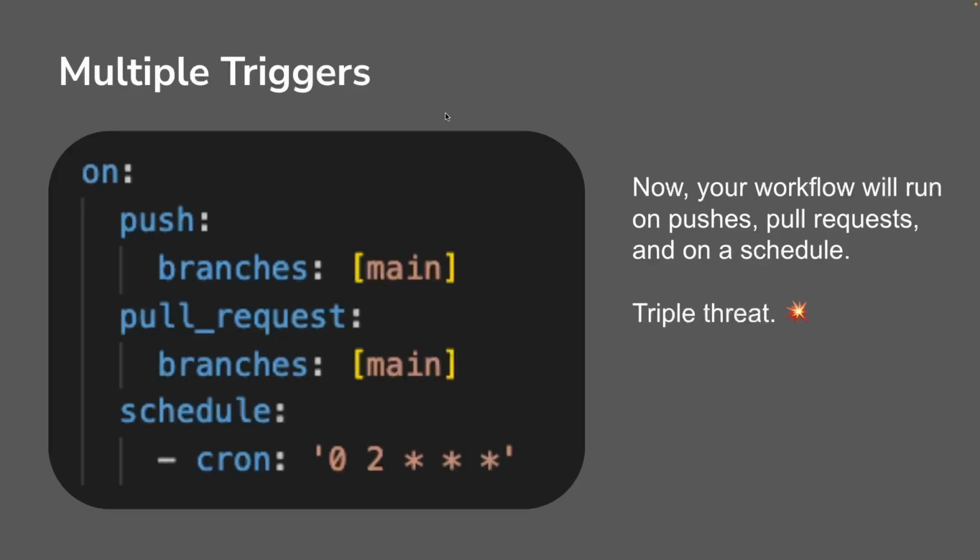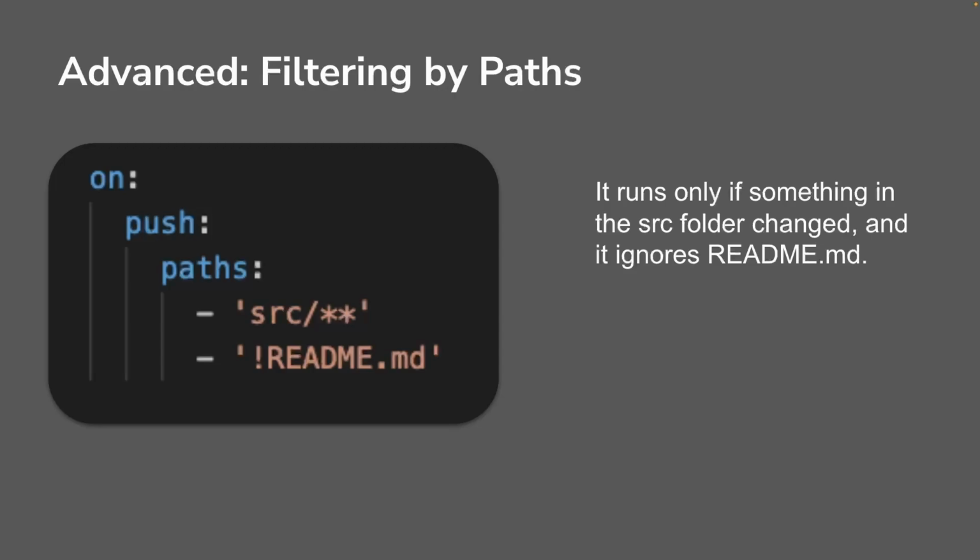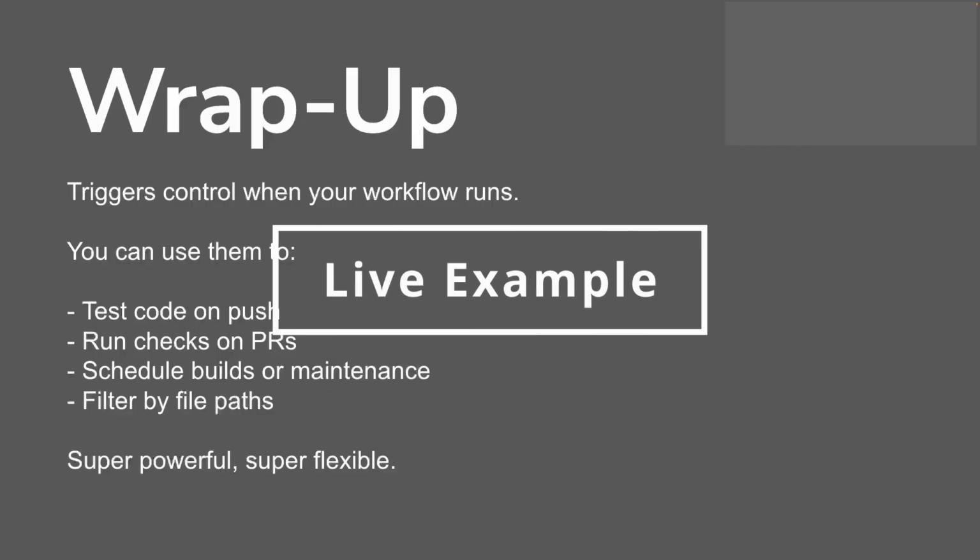Next is multiple triggers. Oh yes, you can even use multiple triggers on a single workflow. For example, here I have used on push, pull request, and a scheduled cron job on a single workflow, and you can add even more. Next, we also have advanced filtering by paths. In this particular case, this job will run only if someone has made a change in the source folder or the readme file.